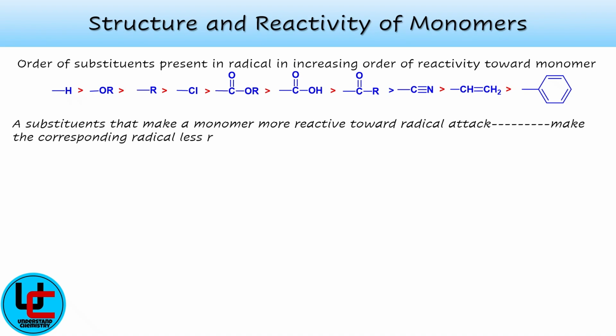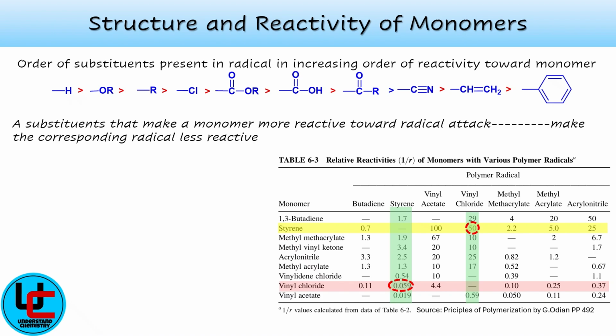Let us understand with the help of an example from this table. If we see the relative reactivity of monomer toward polymer radical, we can see that the monomer styrene is highly reactive toward the vinyl chloride radical, as the relative reactivity of styrene toward the radical is 50.